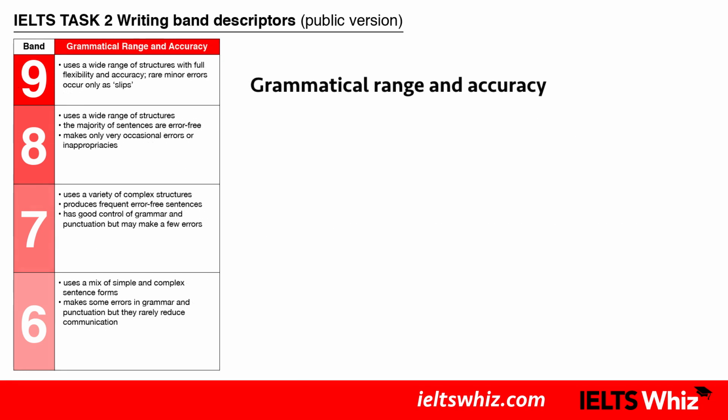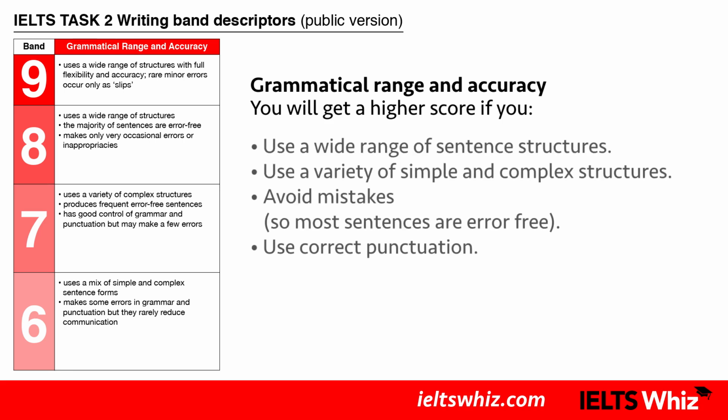Lastly, we will look at grammatical range and accuracy, or grammar. You will get a higher score for writing task 2 if you do the following. Use a wide range of sentence structures. Use a variety of simple and complex structures. Avoid mistakes, so most sentences are error-free. Use correct punctuation.